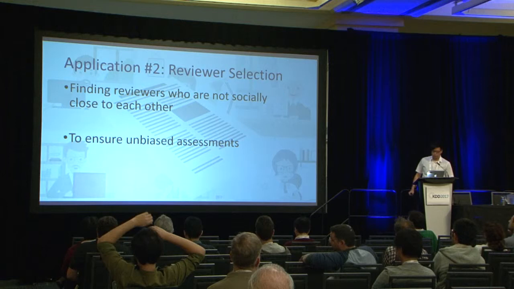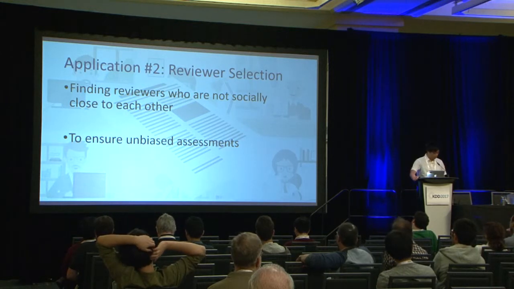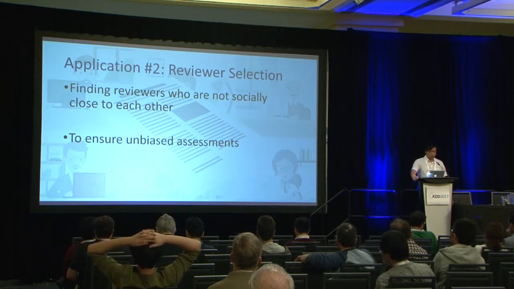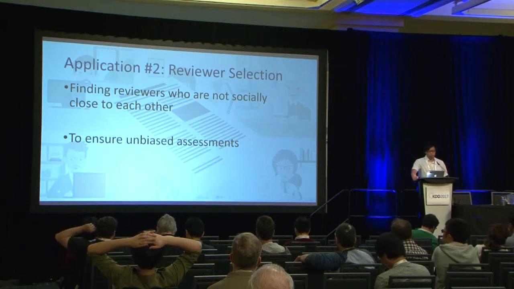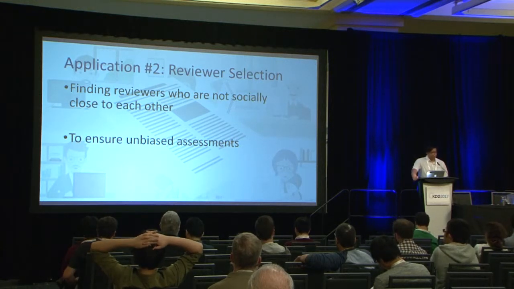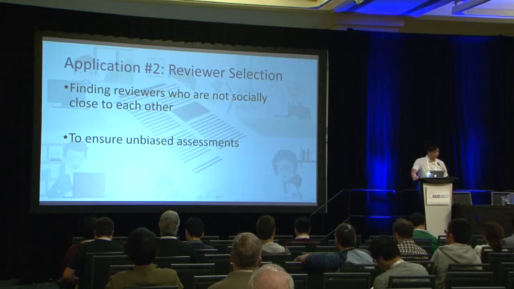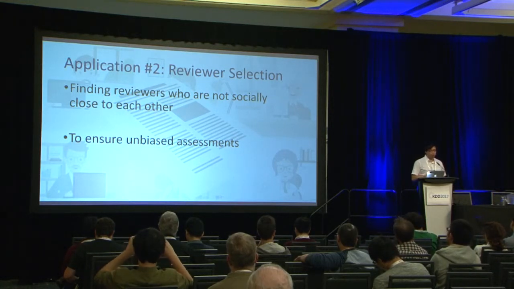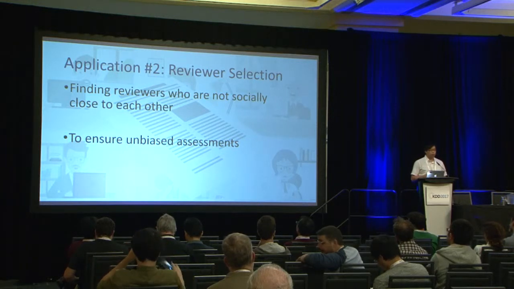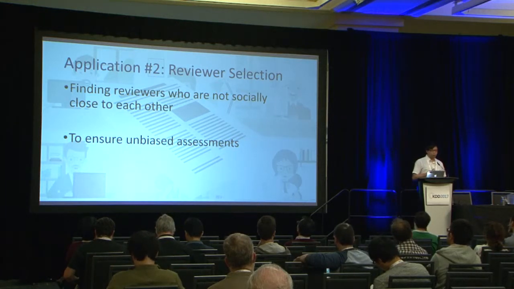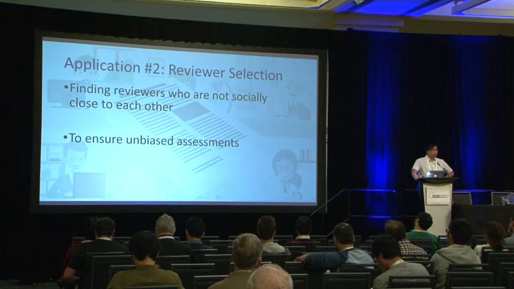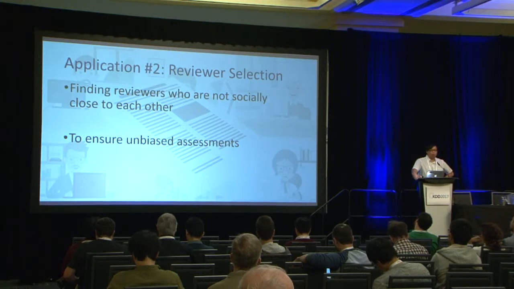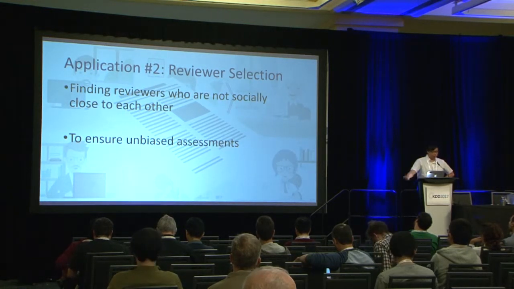Another application scenario, which we may be more familiar with, is reviewer selection. That is, in addition to expertise and the research areas a reviewer has, we are also trying to find reviewers who are not socially close to each other, in order not to let them influence each other's opinions, to ensure unbiased assessments. So in this case, socially tenuous groups can help us find the reviewers for papers.